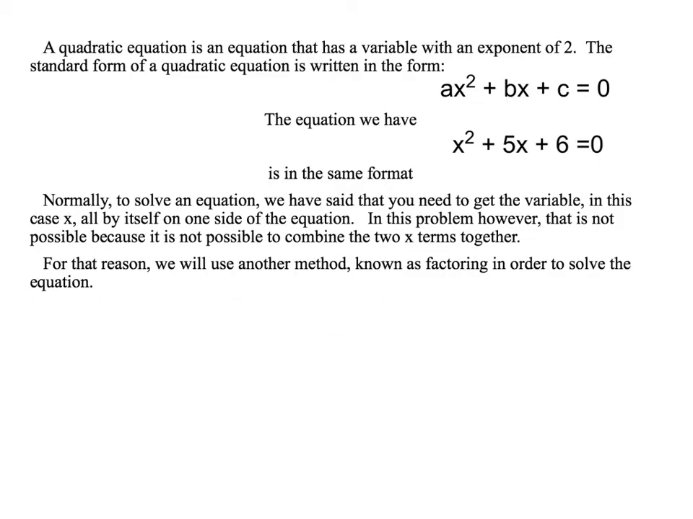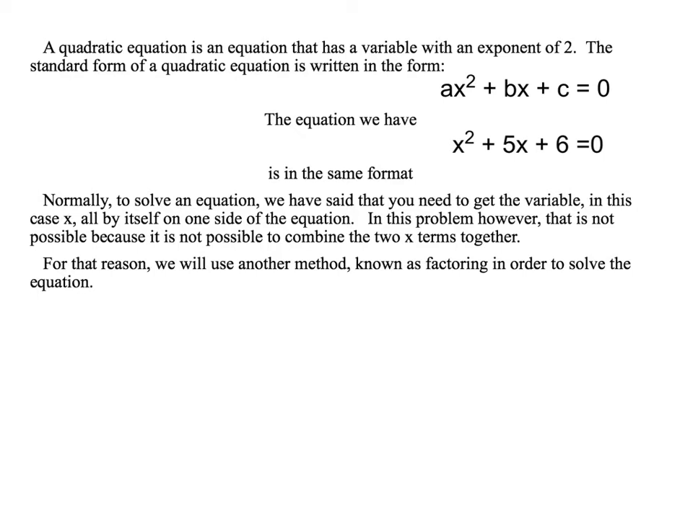A quadratic equation is an equation that has a variable with an exponent of 2. The standard form of a quadratic equation is written in the form ax squared plus bx plus c is equal to 0. And the equation that we are dealing with is x squared plus 5x plus 6 is equal to 0, and it is in the same format. So it is a quadratic equation.